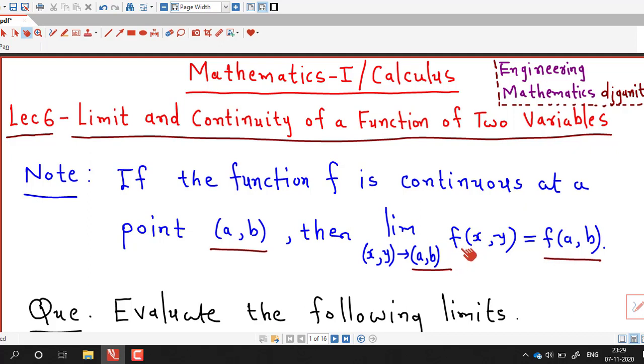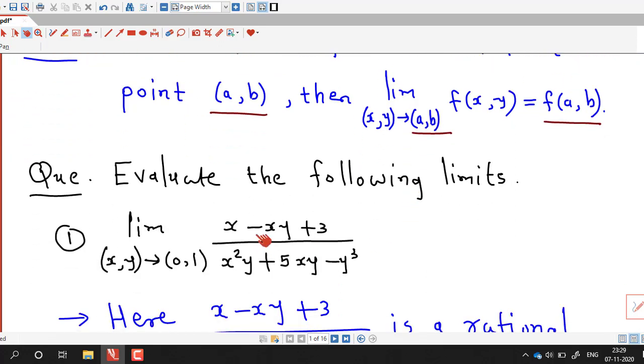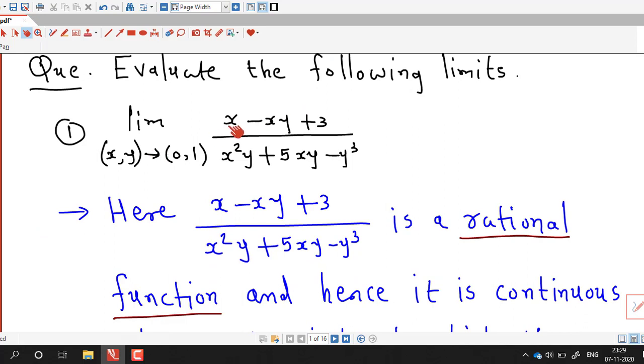If we know that the function given is continuous at a point at which we want to evaluate the limit, then the value of the limit can be directly obtained by taking x equal to a and y equal to b in the given function. So we use this note to evaluate some limits. Suppose we start with this limit: the limit of x minus xy plus 3 over x squared y plus 5xy minus y cubed as (x, y) tends to the ordered pair (0, 1). So it is clear that this is a rational function, and we know that a rational function is continuous at every point at which the denominator is non-zero.